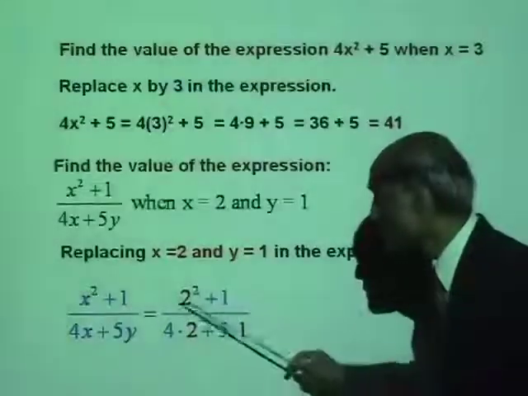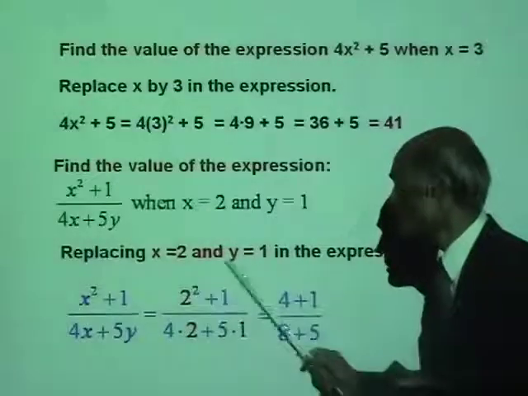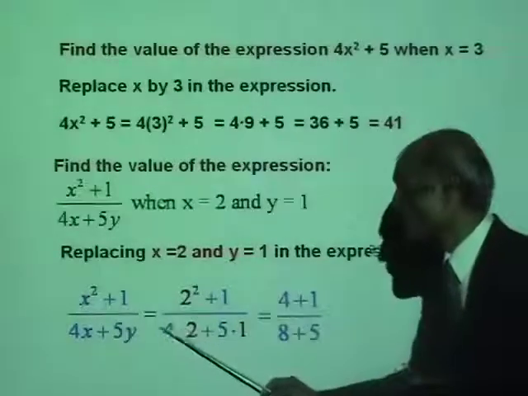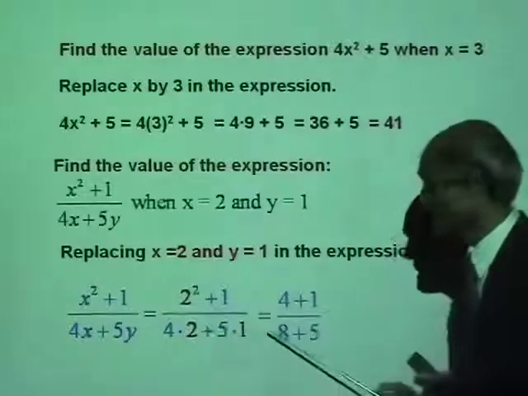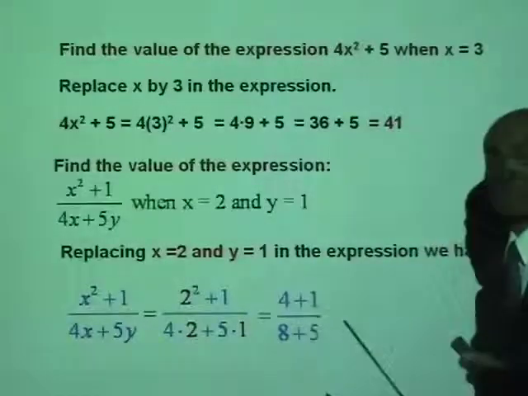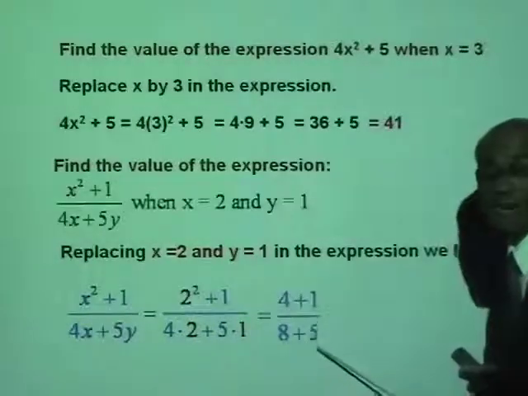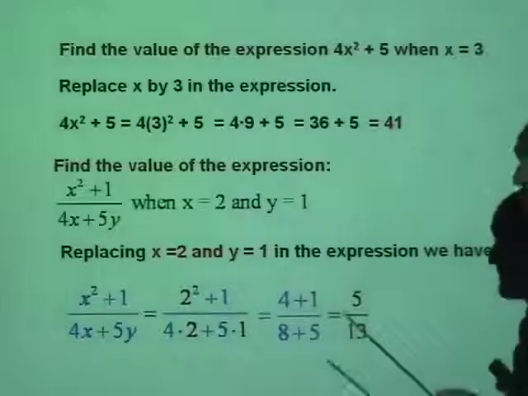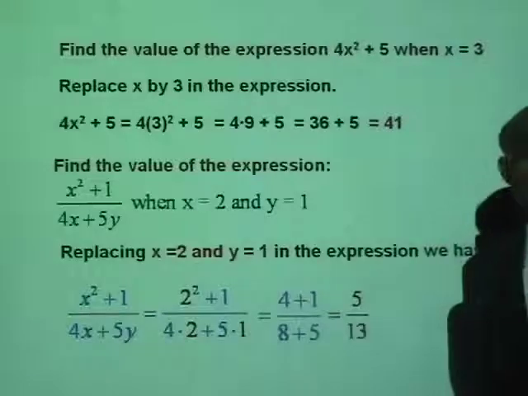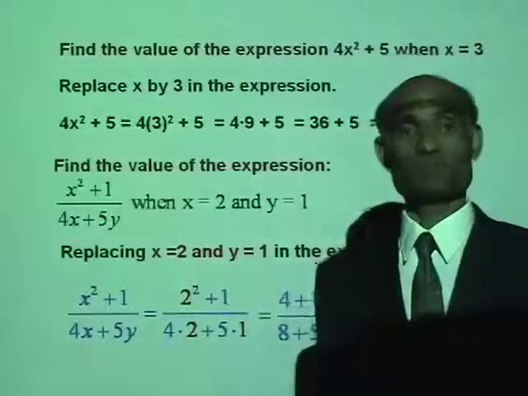Simplify the numerator and the denominator. Alright? 2 squared is 4 plus 1, divided by 4 times 2 is 8 plus 5 times 1 is 5. Now add the numerator and add the denominator. That will be 5 over 13, and that is the answer because we cannot simplify that any further.